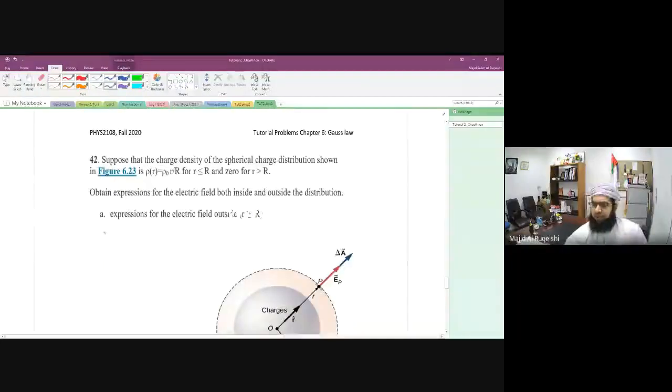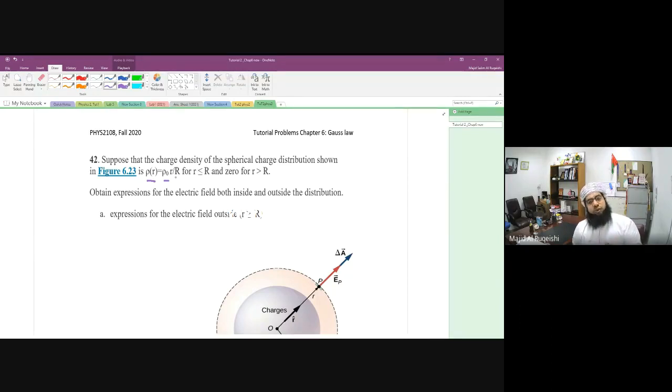Let's read the question first. Suppose that the charge density of the spherical charge distribution shown in the figure is rho of r equals rho naught r over R capital. That means the charge density is changing with respect to small r.